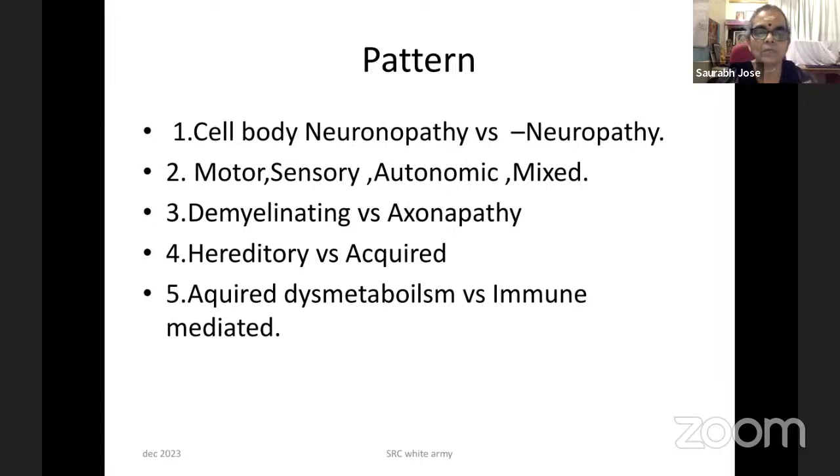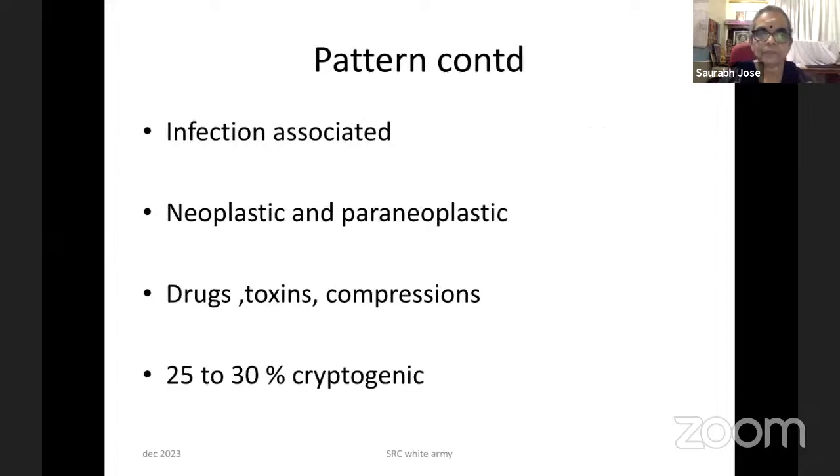Next, after noting down all these features, is this person having an inherited disease or an acquired disease? Then is it a metabolic disease or an immune-mediated disease? So at the end of the history, these are the questions we will ask ourselves. And is this disease due to some infection like Hansen's disease? We had a session on that. Or is it neoplastic or paraneoplastic? Is it drugs, toxins, or compressions?